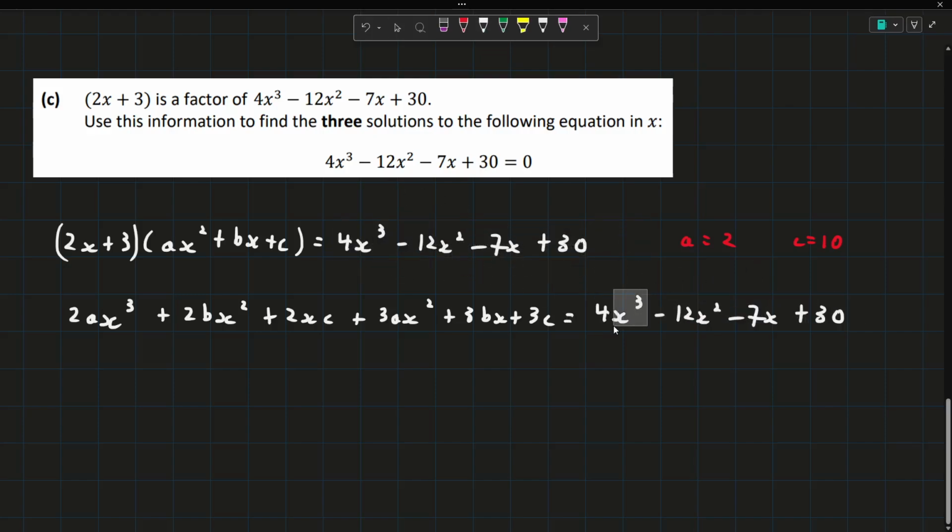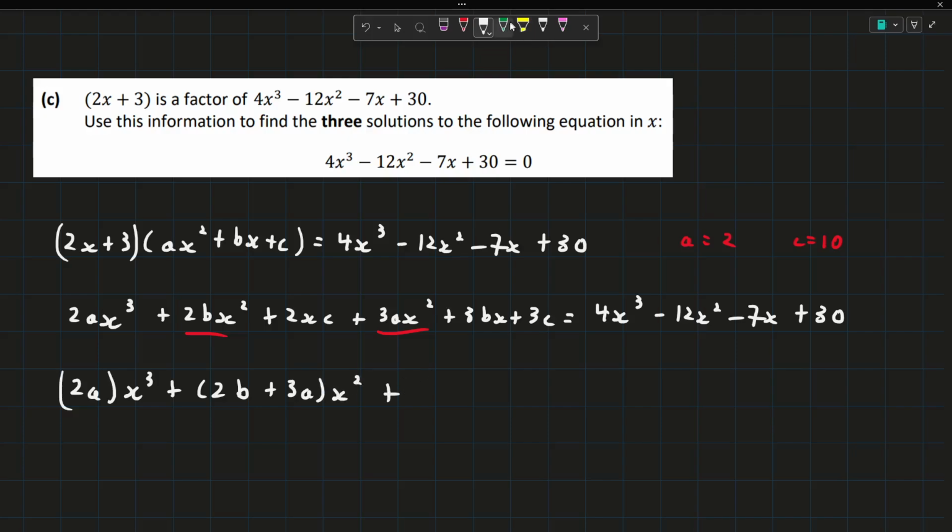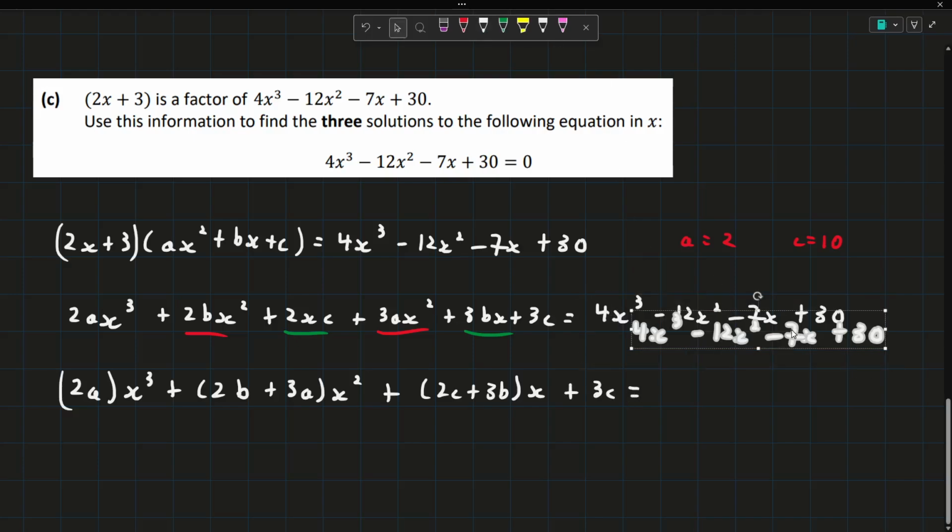And now we know the number in front of the x cubed, the number in front of the x squared, and so on. So let's group all these together. So the number in front of the x cubed is just going to be 2a. The numbers in front of the x squared, well, you can see we have this x squared and we have this x squared. So if we factor out an x squared, we're going to get 2b plus 3a x squared. And then what number is going to be in front of the x? Well, we have this with an x and we have this with an x. So factor out an x, we're going to get 2c plus 3b multiplied by x. And then we have plus 3c, and that's equal to the cubic.